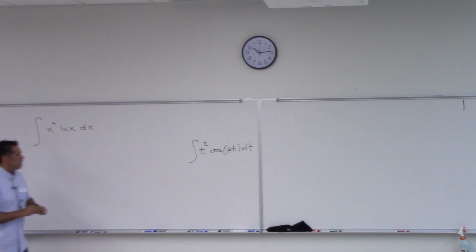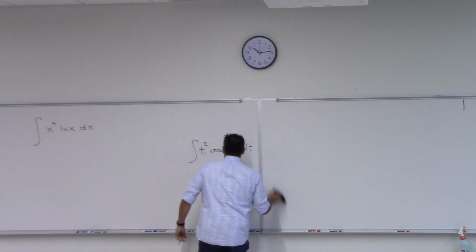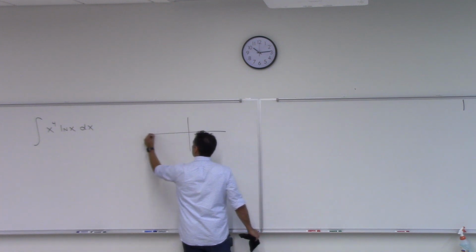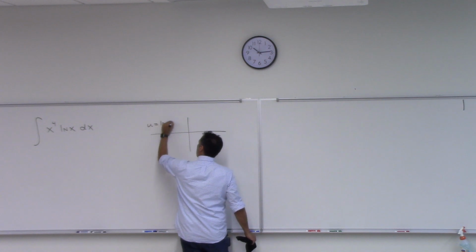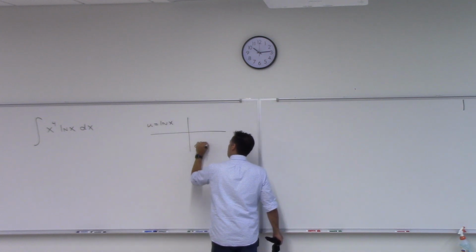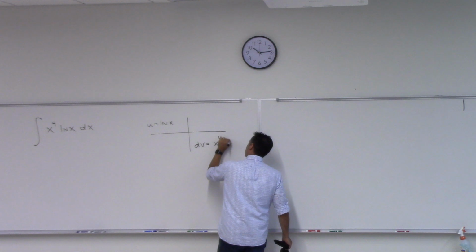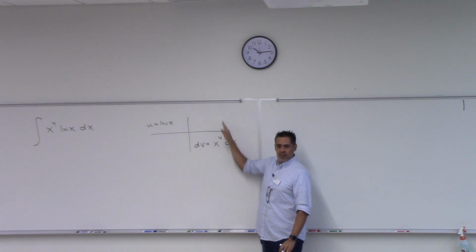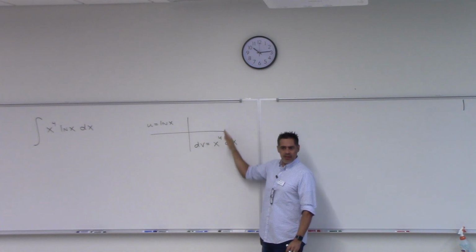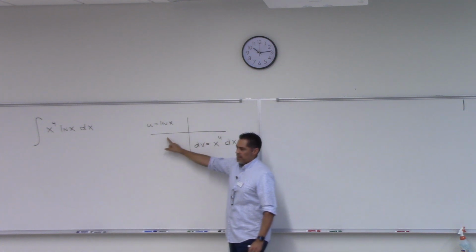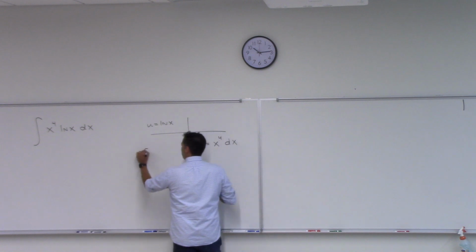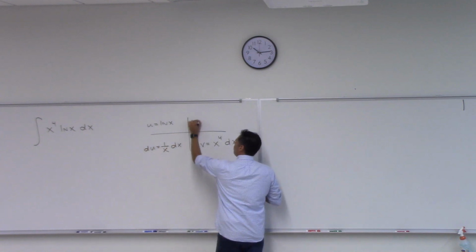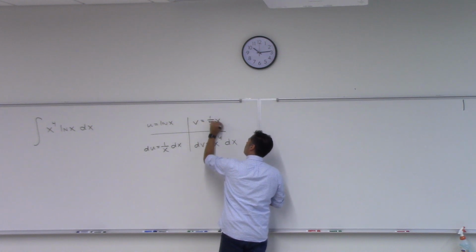Not for this problem, because if we do it the other way, right? If we do it this way, let u be the natural log of x, and let dv be the x to the 4th dx. Yes, this gets more complicated this way, doesn't it? It becomes 1/5 x to the 5th. But what does this become? The derivative of that is 1 over x dx, right? The antiderivative of this is 1/5 x to the 5th.